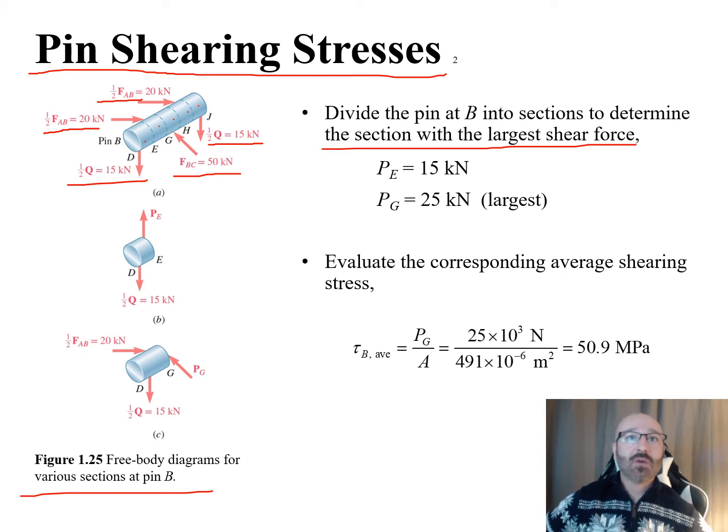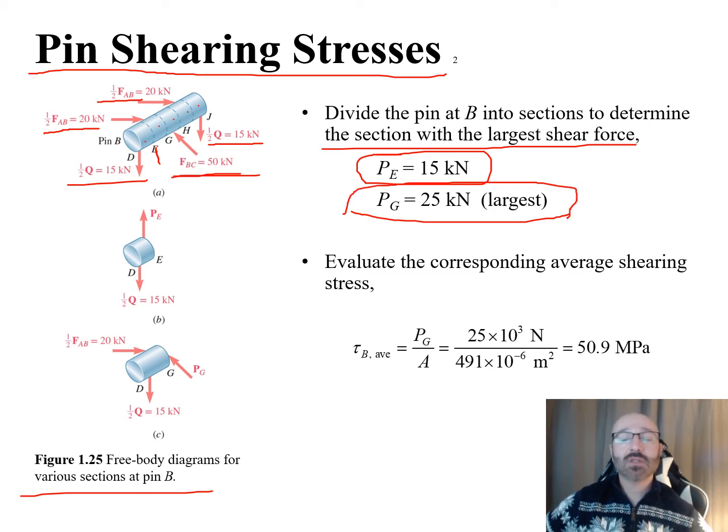So we can see we have our load here at E, P sub E, equal to 15 kilonewtons. And we have our P sub G at the center here, where we have the largest load, P sub G of 25 kilonewtons. And this is all taken from our free body diagram and doing out our summation of forces and moments in order to calculate these forces at individual sections within our pin. So once we've determined our largest shear force, we then need to evaluate the corresponding average shearing stress. We can do this with this relationship here.